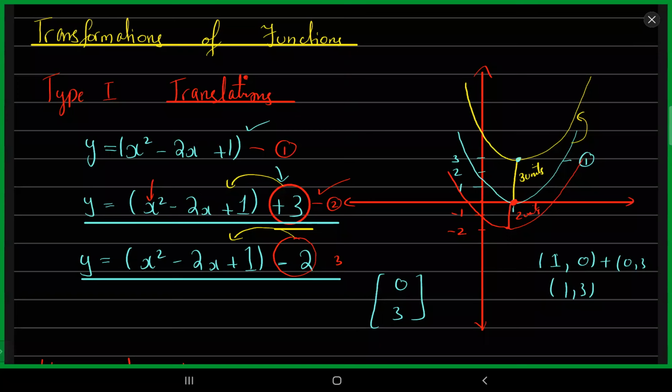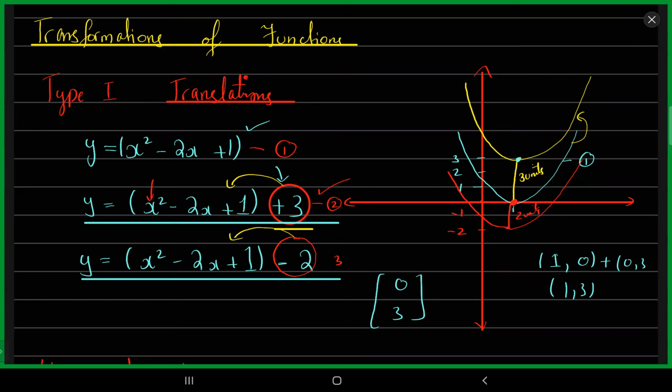All right, okay. So again, today we are going to talk about transformations of functions. And when we started this, I told you we have multiple types. We have translations, we have rotation, we have reflection, we have stretch, etc., etc. Okay. So let's talk about what we have already discussed. Translation was the first type.